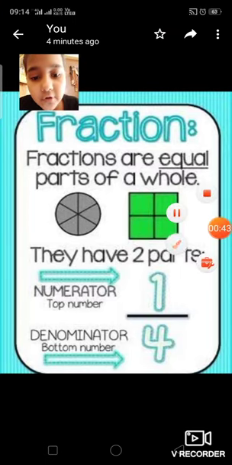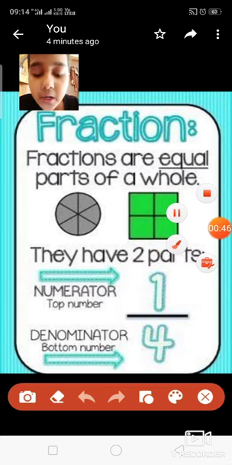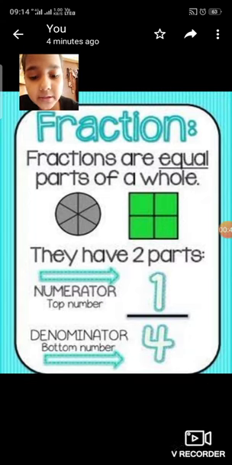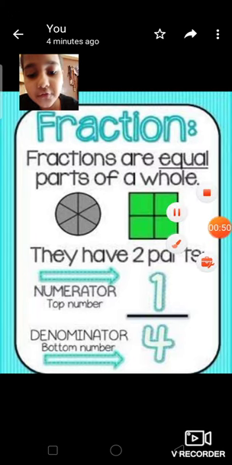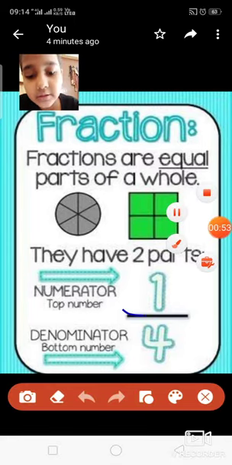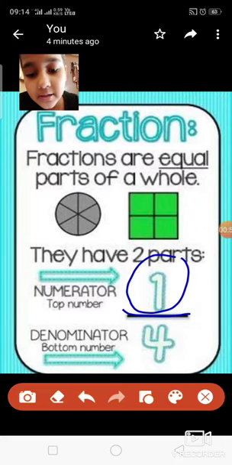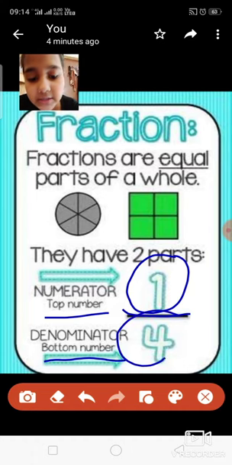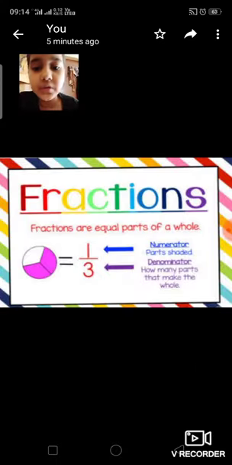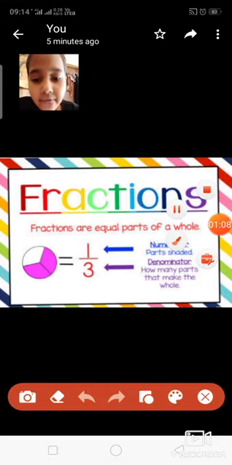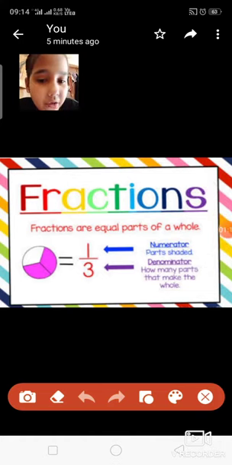So now let's see what a fraction is. Fractions are equal parts of a whole and they consist of two parts. First of all, they consist of one line. Then the first part is known as the numerator, which is the top number, and the denominator, which is the bottom number. So now let's see more about fractions. I hope you can recognize fractions like a rainbow, and keep on learning.